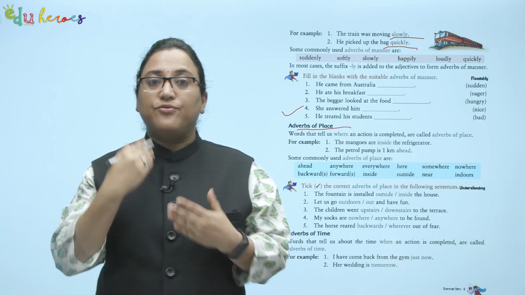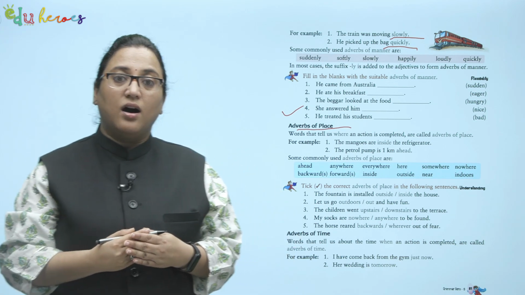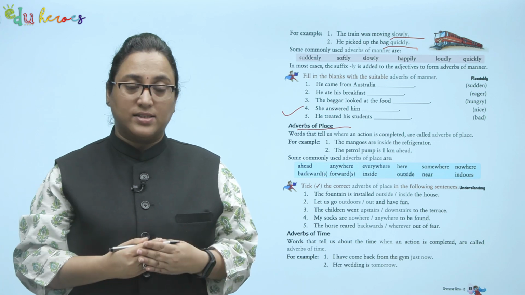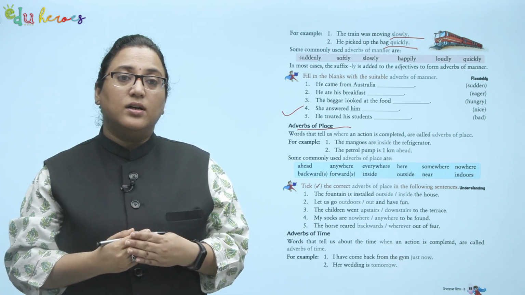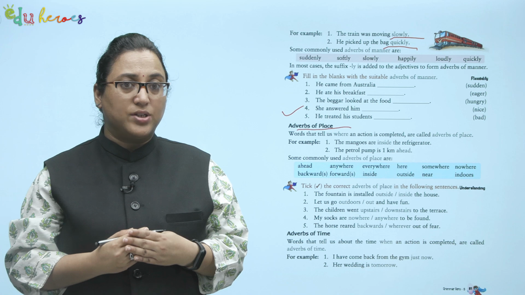Words that tell us where an action is completed are called adverbs of place. The place word itself is self-explanatory.